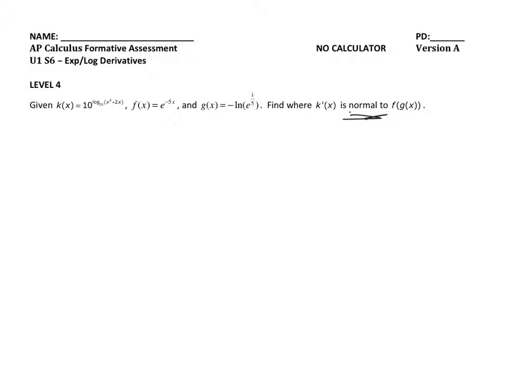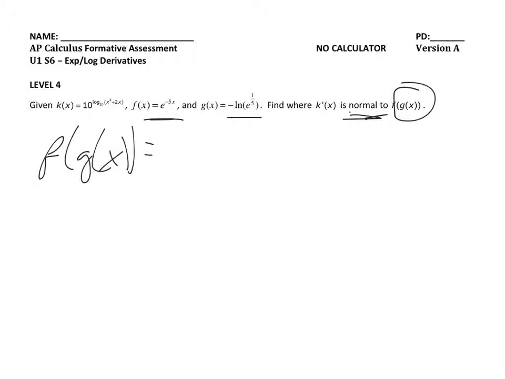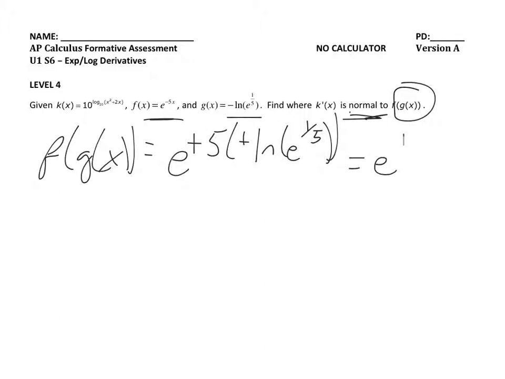So here we go. I'm going to start with the thing that I believe is easiest, which is finding f of g of x. And I'm not going to do it symbolically since I'm actually given the functions. I'm going to start with what's f of g of x equals e to the negative 5 times negative ln of e to the 1/5. So the negative negative becomes a positive in there. So I have 5 natural log of e to the 1/5. And a funny thing happens here. Natural log of e to the 1/5 is 1/5, times 5 is 1. So I'm left with just e to the first.